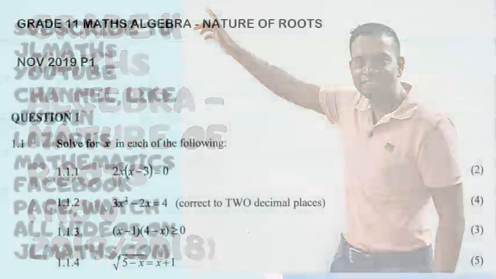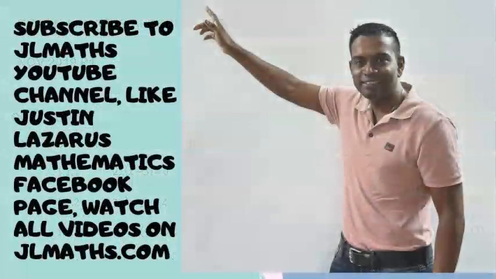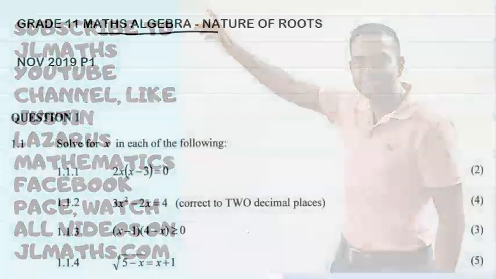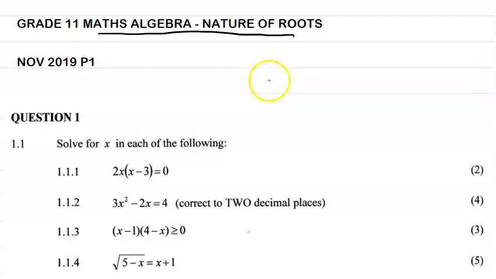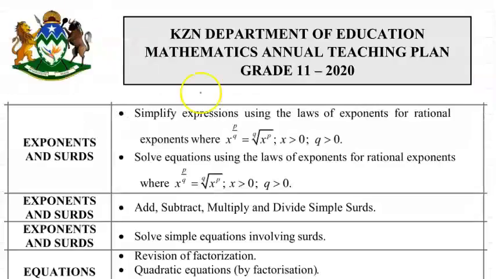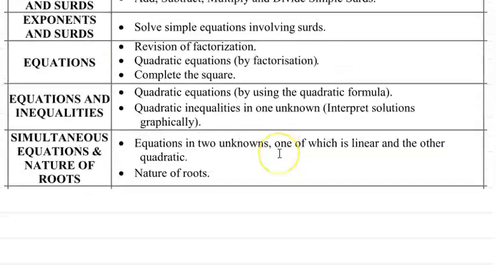In today's video lesson, we're going to be looking at grade 11 maths, algebra, nature of roots. And we've actually come to the last section in algebra, grade 11. So we just have a look at that very quickly. We can see that we've covered all of these aspects, and then the last aspect here is just basically nature of roots.